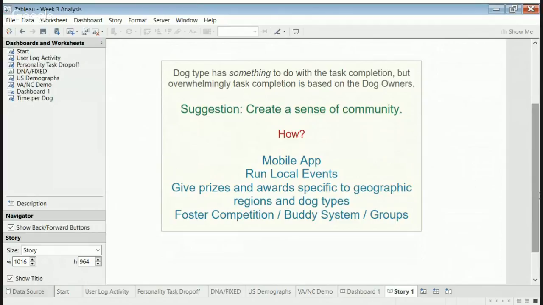If they created groups that certain personality trait dogs could work together in, or even a buddy system, or even badges or a sense of competition, I feel that would significantly raise not only user interaction, but task completion rate.